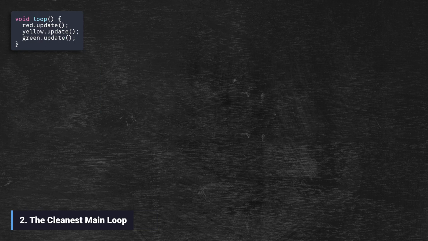Look at the loop function. All we need to do is call the update method for each object. We don't need any complex global variables or nested if statements here. Each object independently tracks its own time and state, ensuring they all blink at their designated rates without blocking each other.